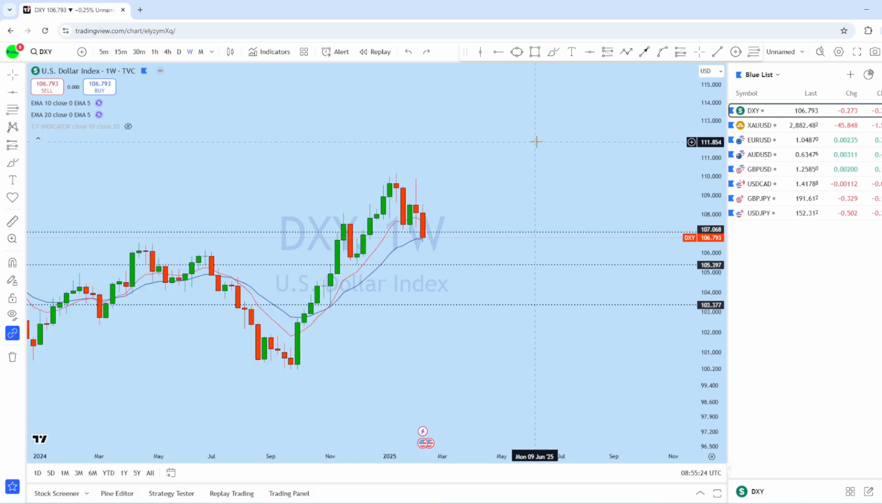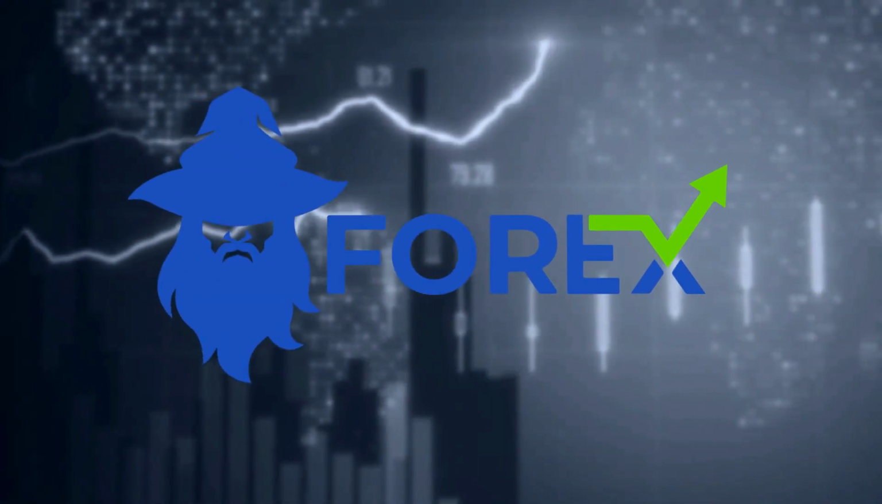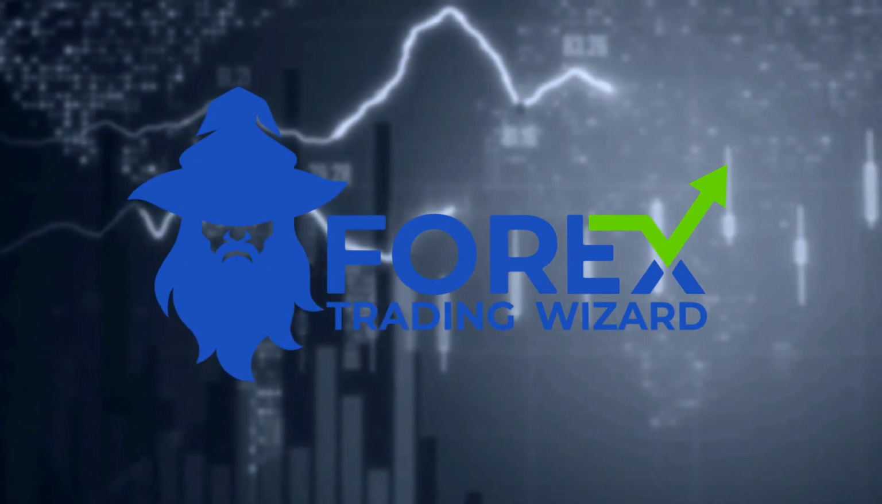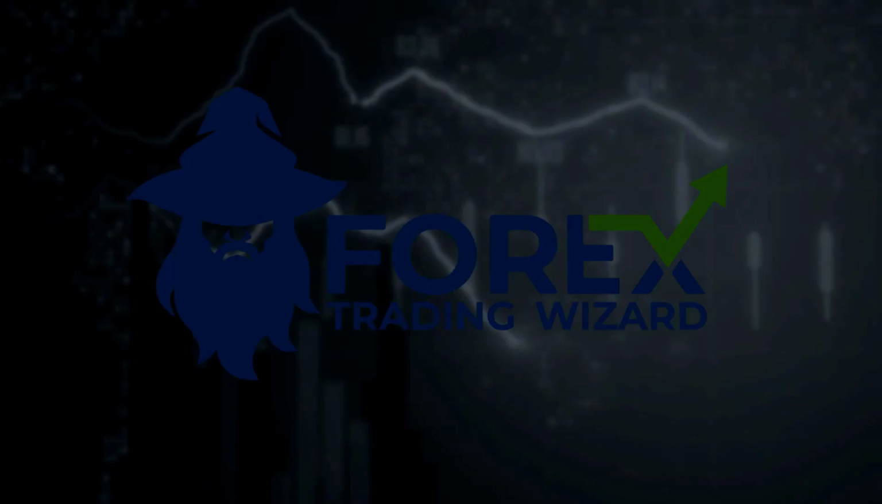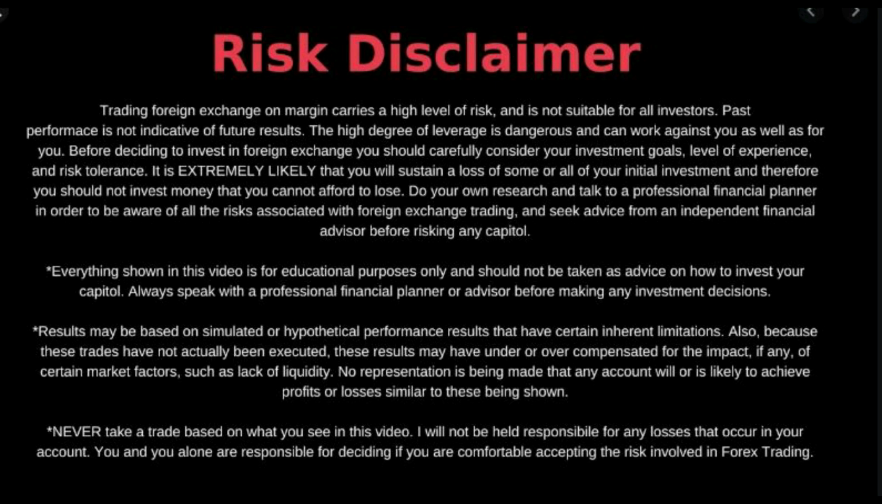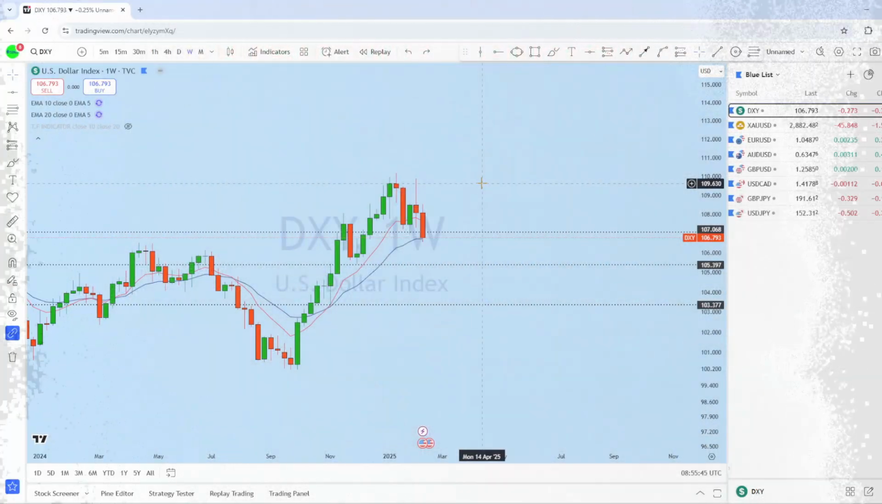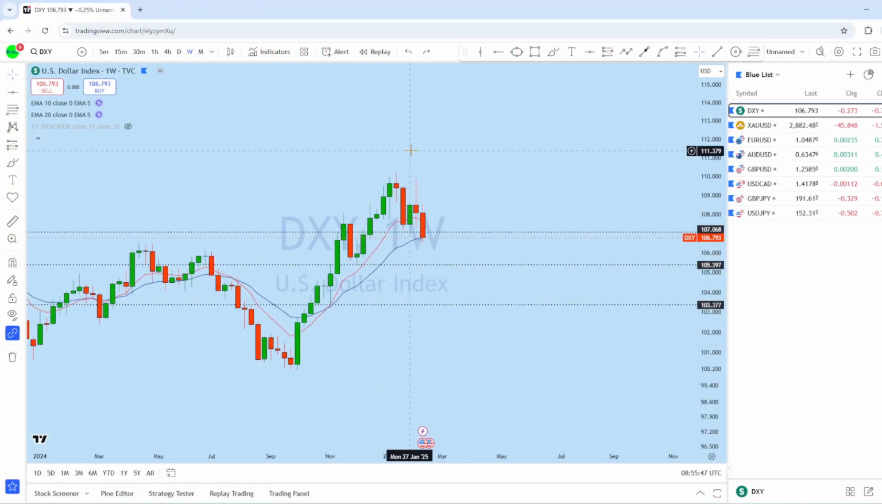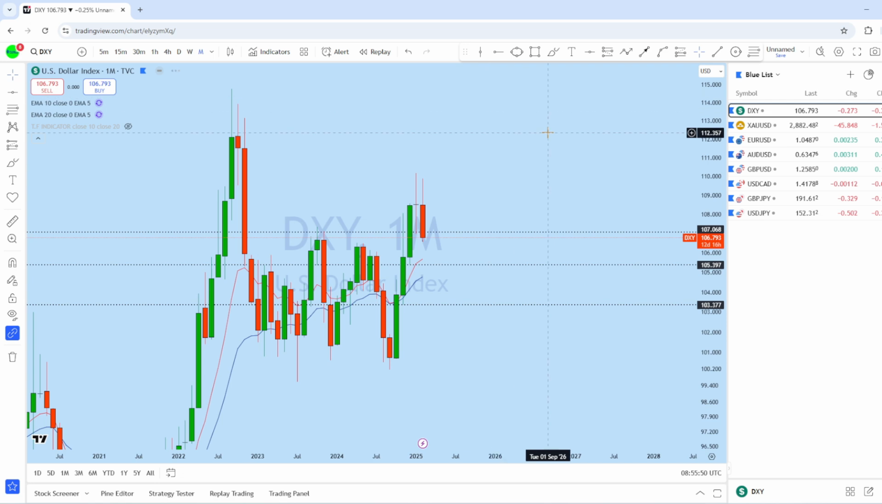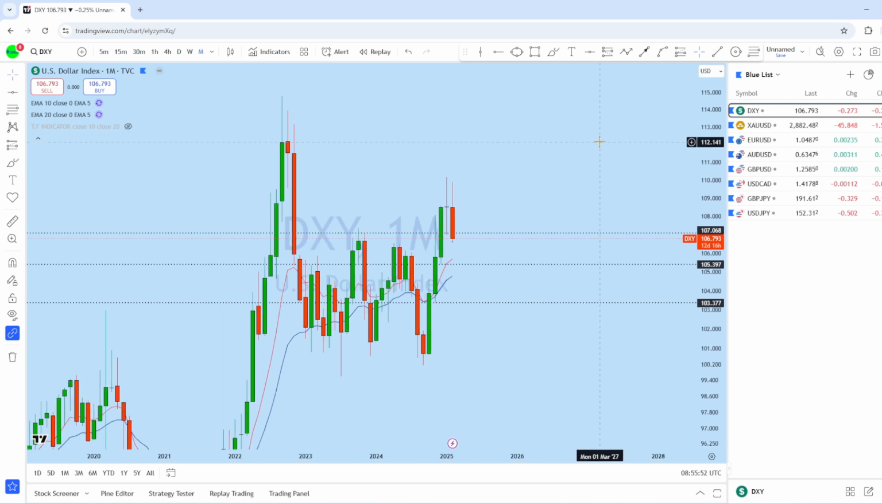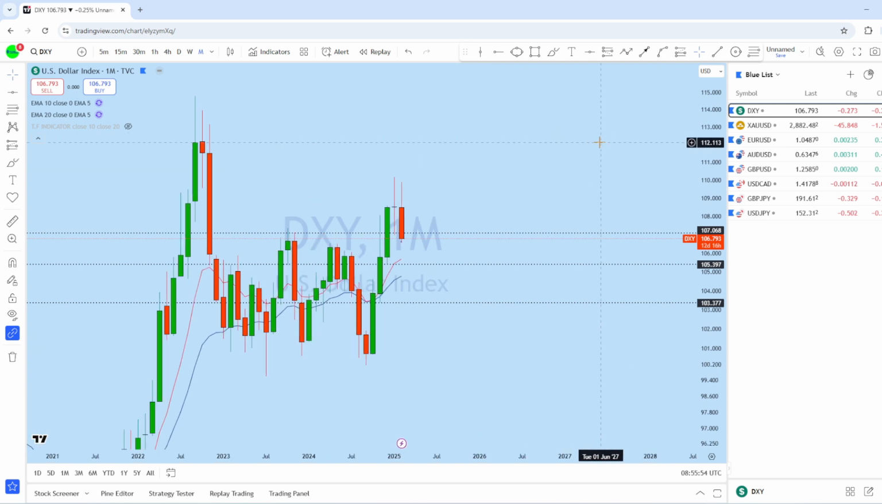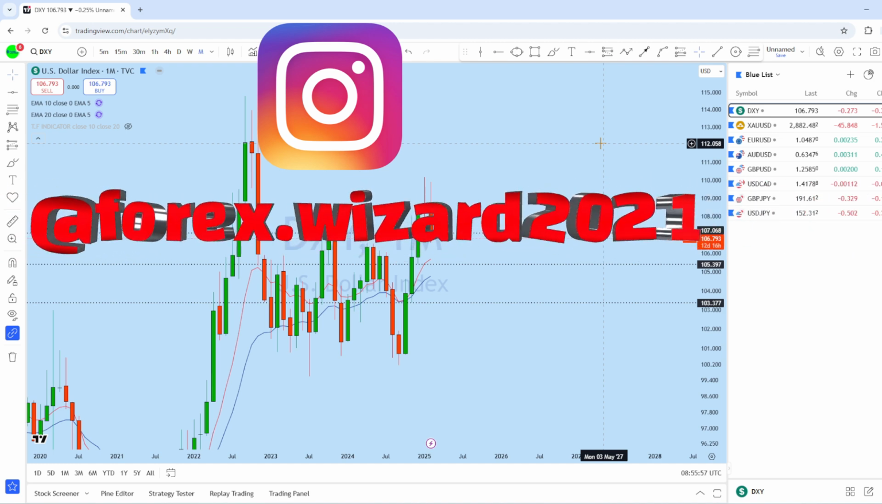So let's get started, starting with, first of all, DXY. Okay, so first of all, let's look at DXY. First of all, we will be looking at the monthly chart to see the overall picture in the market, and then we'll jump onto the lower time frame to see where we can find potential trading opportunities in this upcoming week.